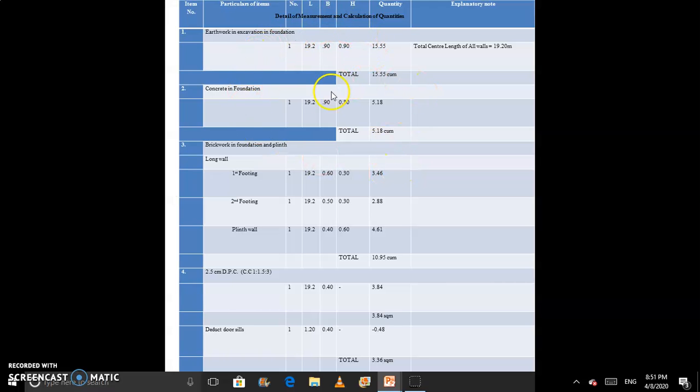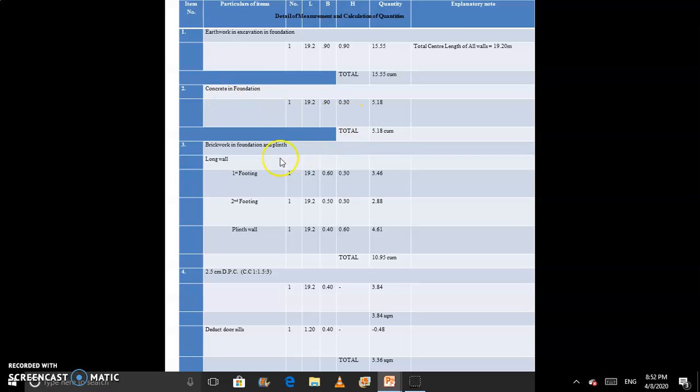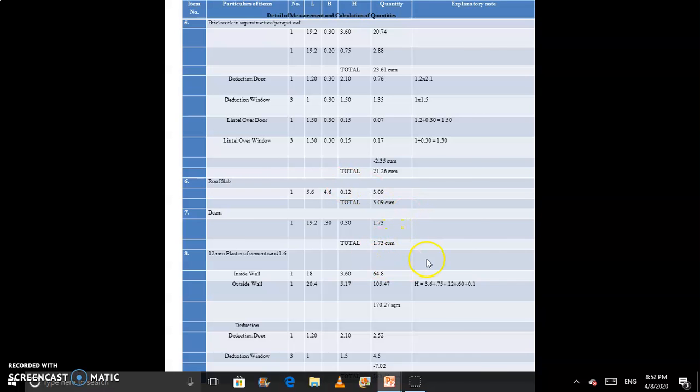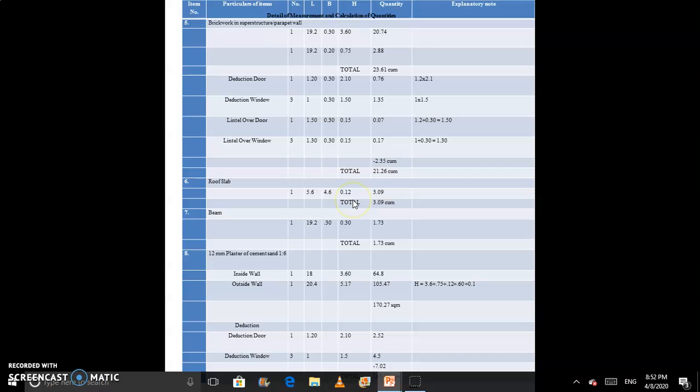We have to count this part here as the center line. So here we find the center line is 19.20. The same parts we have to find with the help of the center line method. Up to the superstructure we take 19.2 as the total length and get the quantity. After that our part is the same; only the excavation part, concrete in foundation, superstructure part, foundation and plinth part, and parapet wall you have to take as a single line.